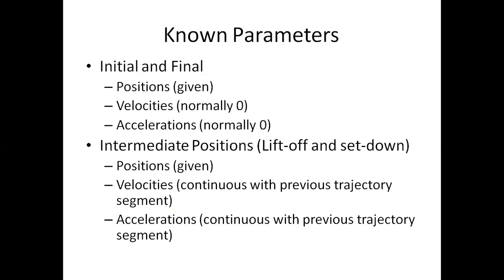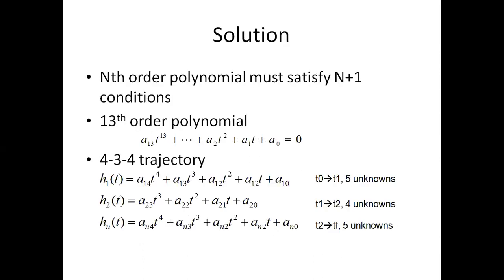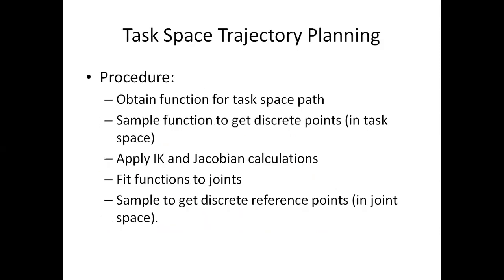So among the known parameters, the initial and final values are known, and the intermediate values are known. What we know are the position, velocity and acceleration. The position is given, and usually velocity and acceleration will be zero. The velocities continue from the previous trajectory statement. If we take an nth order polynomial, it has to satisfy n plus 1 conditions. For example, a 13th order polynomial has to satisfy 14 conditions.